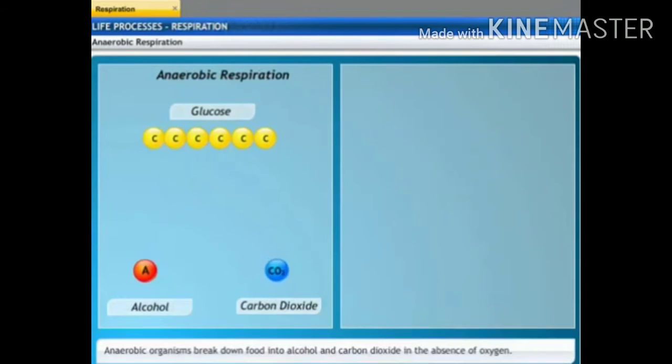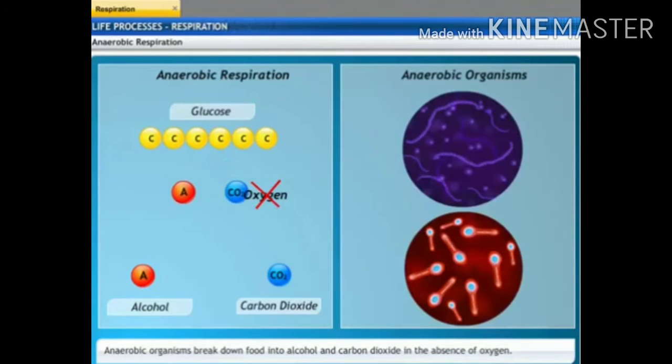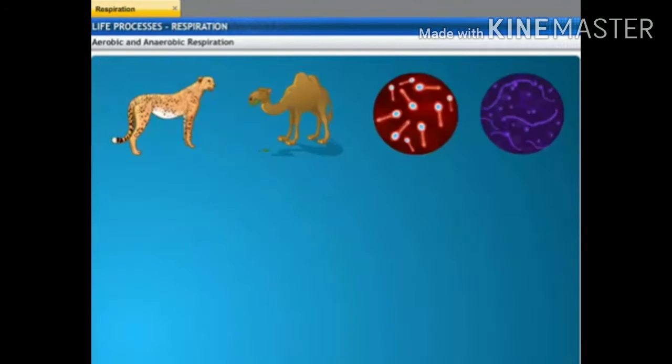There are a few microbes that break down glucose into alcohol and carbon dioxide. This process takes place without oxygen and is hence known as anaerobic respiration. Such organisms are called anaerobic organisms.